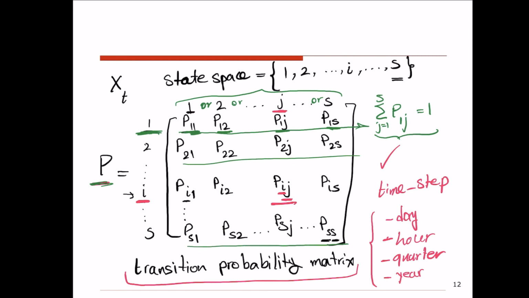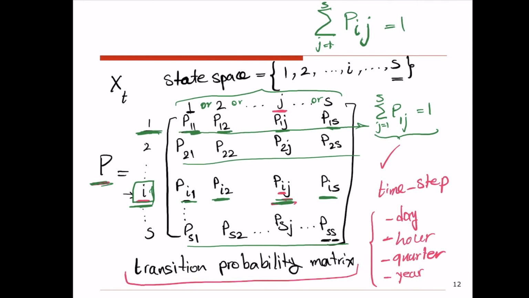So for any typical row I, I can write this as the probability of going from state I to any typical state J, and I want to add all these probabilities together. State J is the one that is changing, so J goes from 1 to S. I go from state I to state 1, from state I to state 2, from state I to state J, from state I to state S. The sum of all these probabilities is 1.